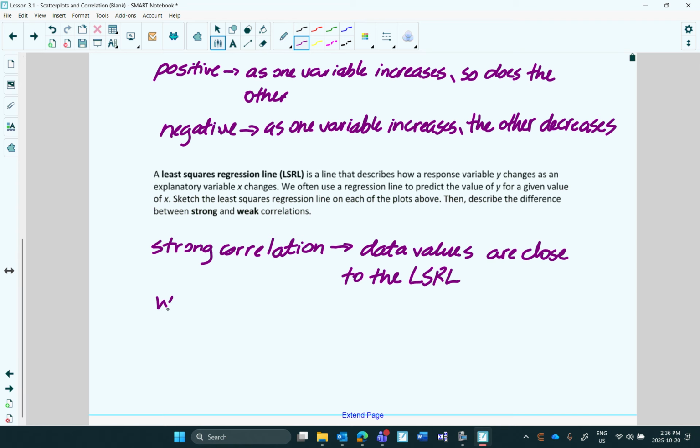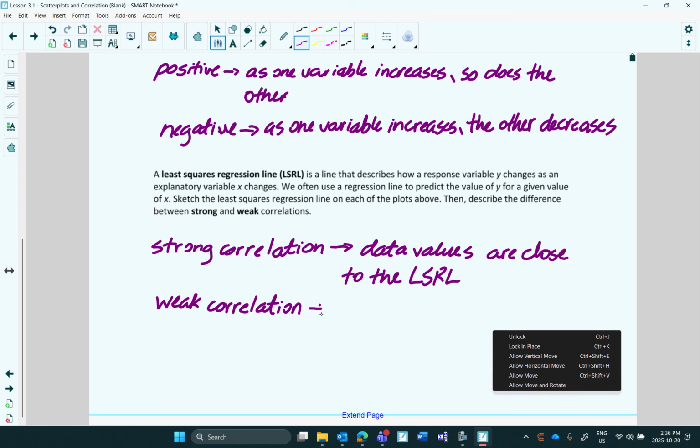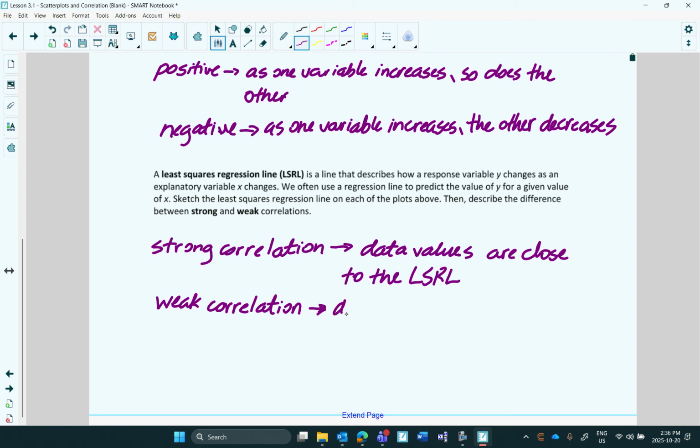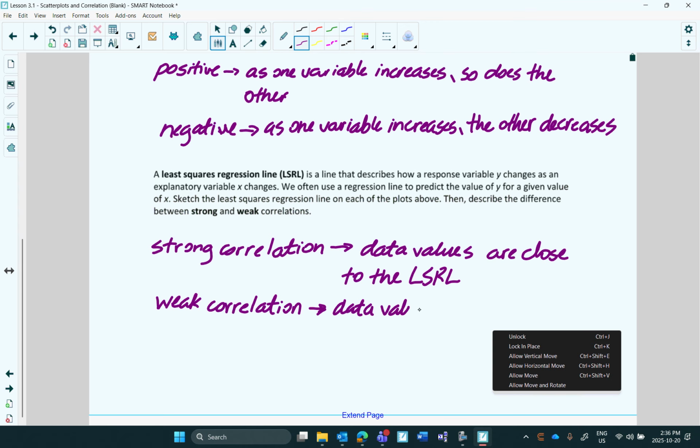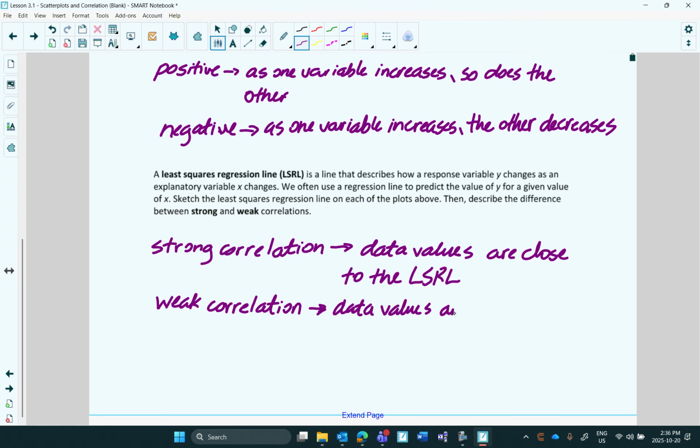And then a weak correlation, obviously, the data values are further away. Some may be on the line, but more of them are further away than in a stronger correlation.